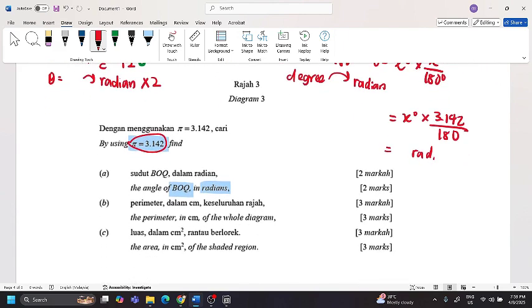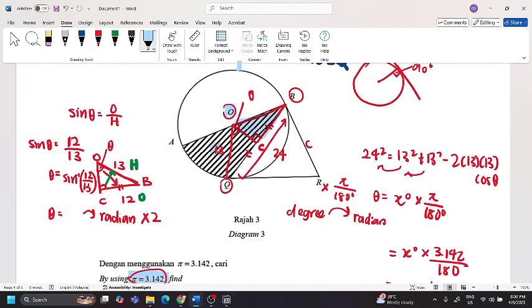Okay, look at question B. Part B: find the perimeter in cm of the whole diagram. Always read the question carefully. A lot of people see, okay, perimeter, I want to find perimeter. Oh my God, here is the shaded region. I find the perimeter of this shaded region.